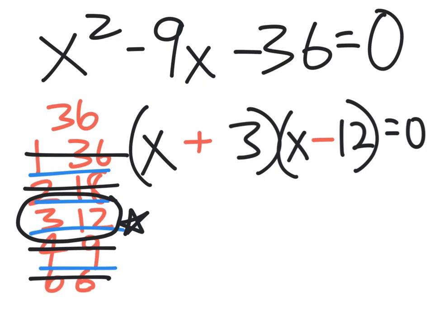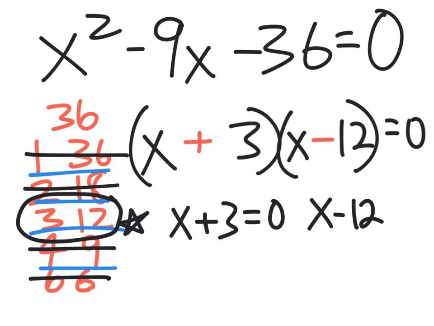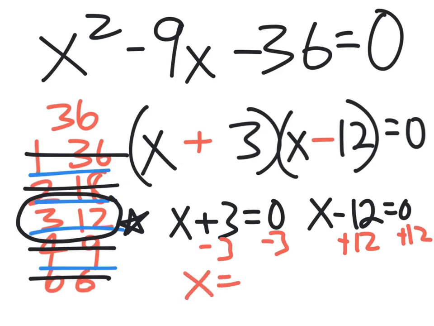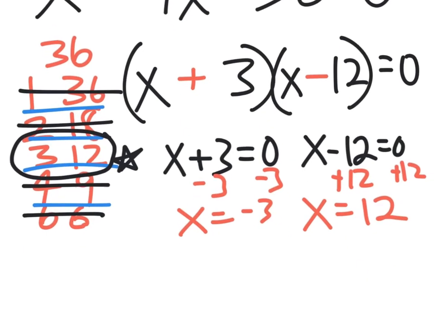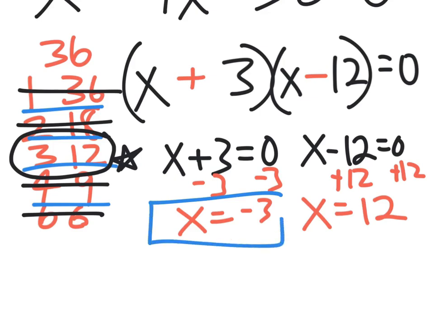But to solve for this, what we're going to need to do is set each equal to 0, so x plus 3 equals 0. And then we've got x minus 12 equals 0. Then if we subtract 3 from both sides and then add 12 to both sides, that gives us what? X equals negative 3 and x equals positive 12. Don't forget to do that really important step. This is the answer, ladies and gentlemen.